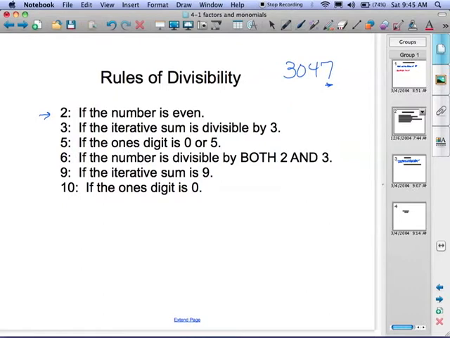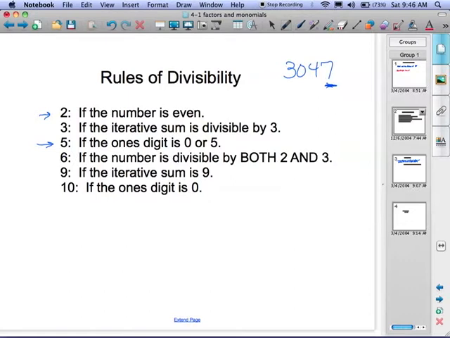We are going to skip around and not do the rules in order. We're going to look at 3 rules: the rule for 2, which we already did, the rule for 5, and the rule for 10. These rules simply require you to look at a number and make a decision based on how that number is written. Like we did in the rule for 2, we looked at the 7, the ones digit. It was not an even number, therefore it's not divisible by 2. We're next going to look at the rule for 5. If the ones digit is 0 or 5, then the entire number is divisible by 5. In our example, 3047, that's not a 0 or a 5. That means the number is not divisible by 5.